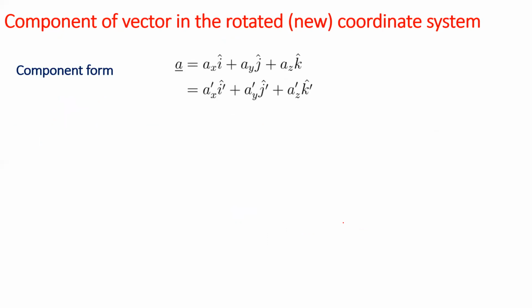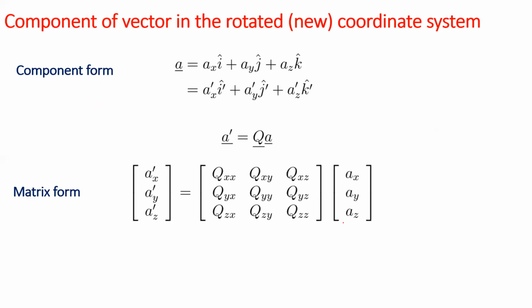All right, so let us give a quick recap. Previously we used R, so now I'm using a different notation. I have a vector A whose components are AX, AY, and AZ in the original coordinate system. And the primed components are the components in the rotated coordinate system. And if you know the coordinates in one coordinate system, one can identify the coordinates in the other coordinate system. And you can do this in matrix form, as well as you can do it component wise.